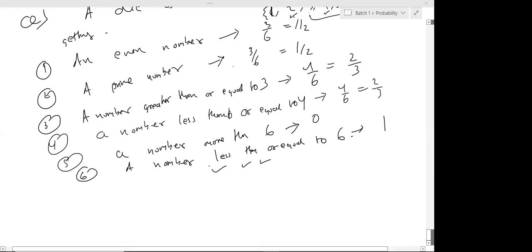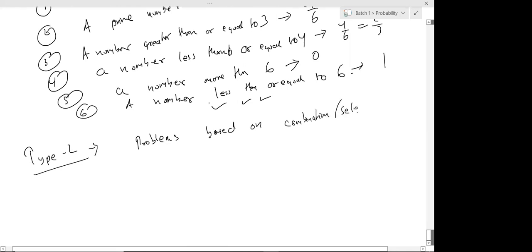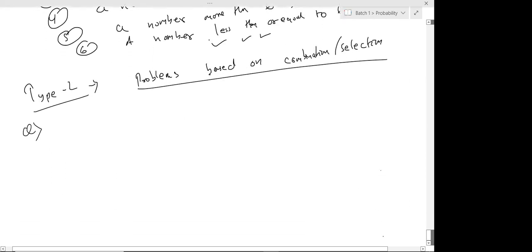Moving ahead. Write down type 2: problems based on combination or selection. All right. So if you guys thought permutation and combination is finished, it is not. Write down the question.